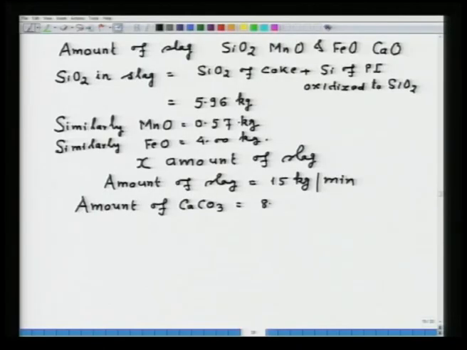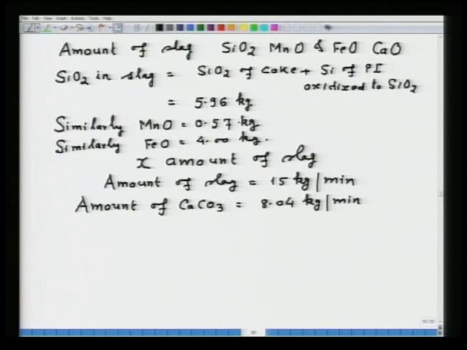Because 30% calcium oxide in the slag. So, 15 into 30 by 100, that will be calcium oxide, convert to calcium carbonate. So, this will be equal to 8.04 kg per minute. This is about the amount of slag and amount of calcium carbonate.